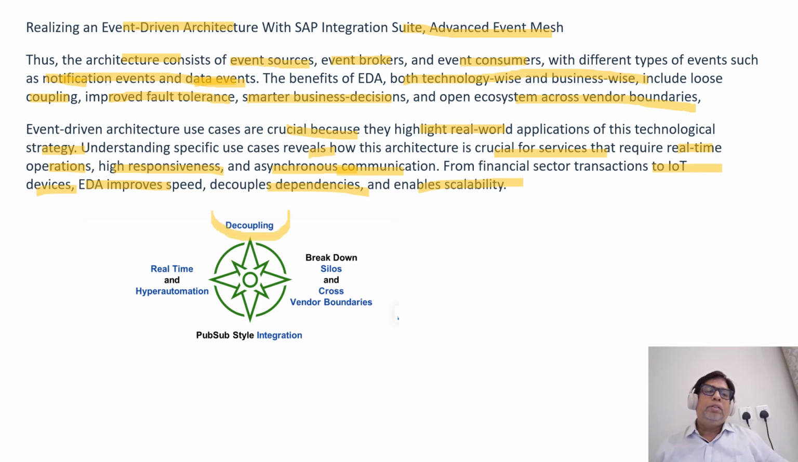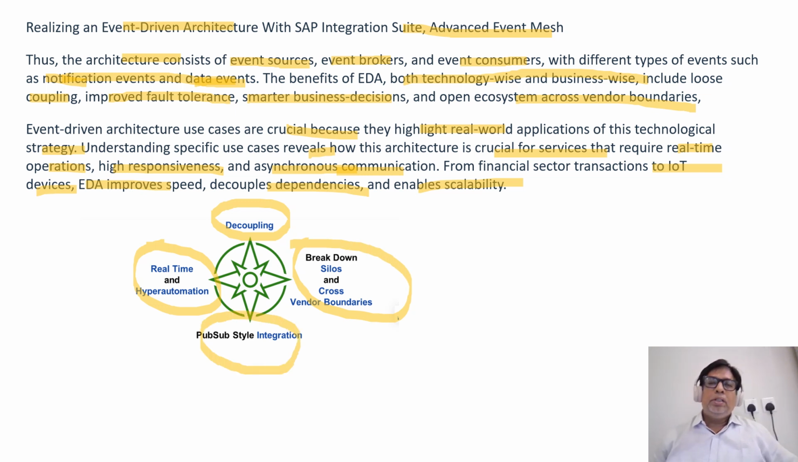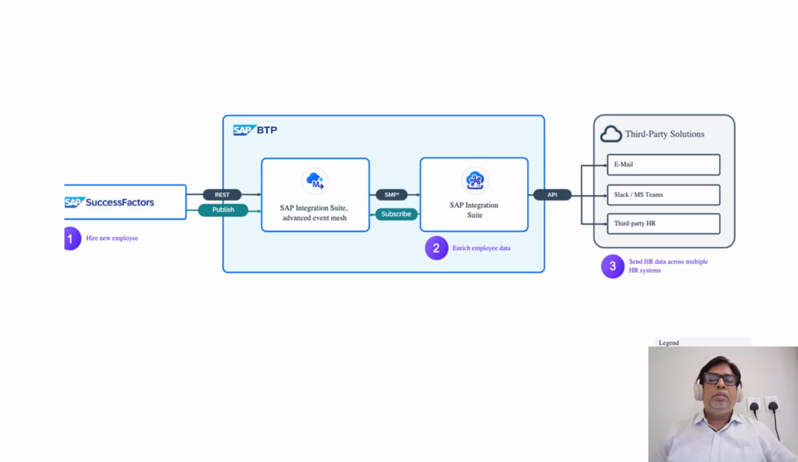So here we are discussing the decoupling option, the real-time hyper automation option, breaking down silos across the boundaries, and pub-sub style of integration. This is about the realization of EDA. Let us see a small design here.